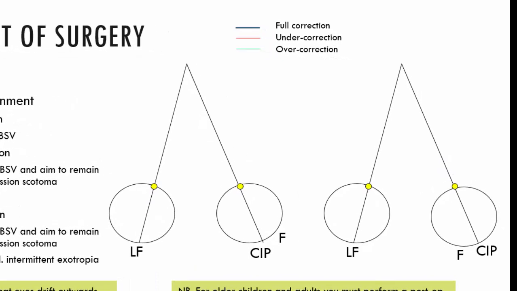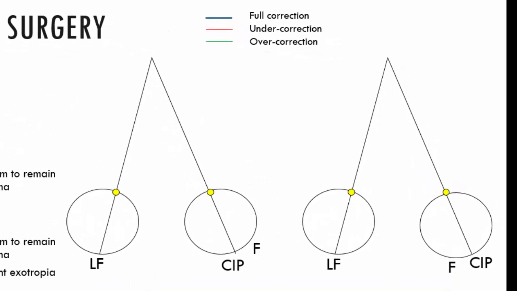The amount of surgery is determined by the size of the deviation, which is determined by the prism cover test. So here we have a 35 diopter esotropia. Now, we could fully correct this esotropia, in which case we would operate on the 35 diopters. The other alternative is to undercorrect, which leaves the patient with a residual esotropia, or we could overcorrect, which leaves the patient with a consecutive exotropia.